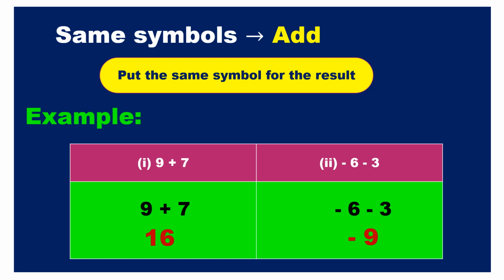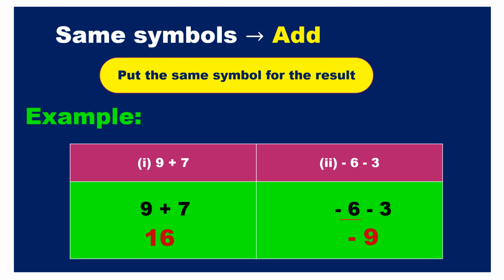Clear? Understood? The only thing you should do is, whenever there are same symbols, you should add. After addition, you see the same symbol, whatever the result. Let me explain it again. Here both 9 and 7 have the plus symbol, both are in plus only. So I am adding them and I am giving the same symbol to the result. If it is plus, no need to give the symbol because any number without a symbol is plus only.